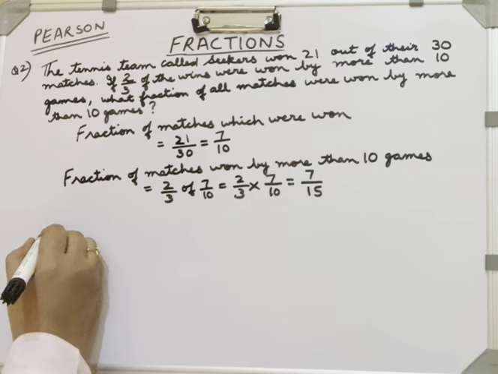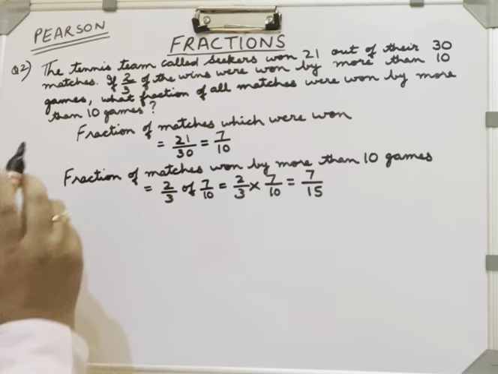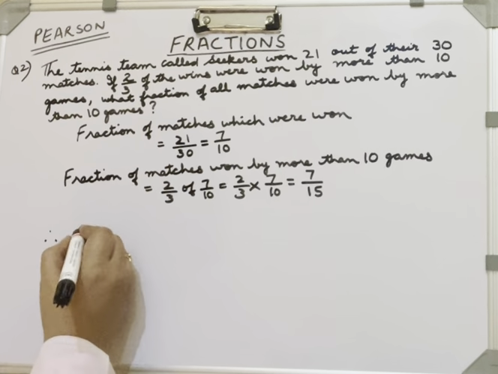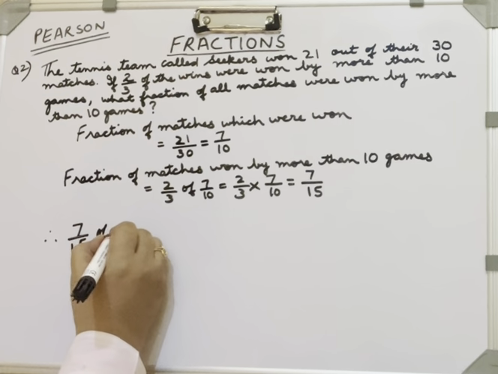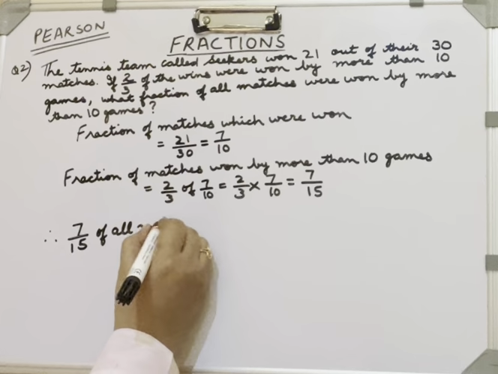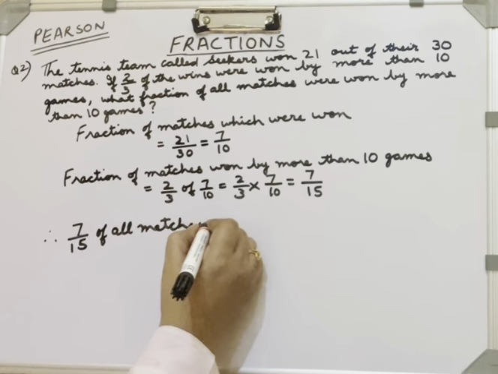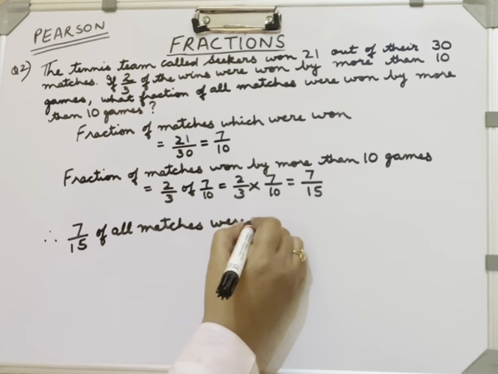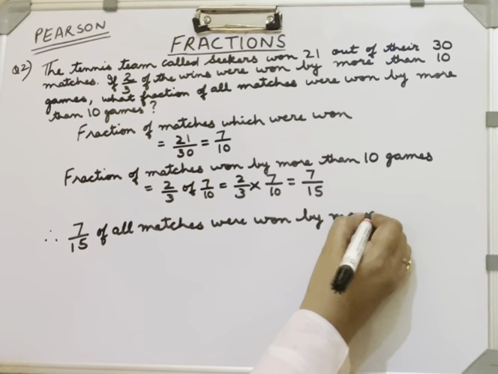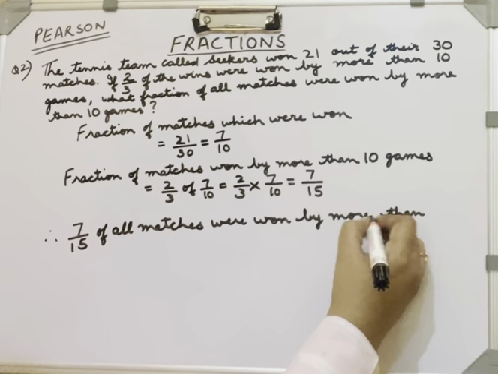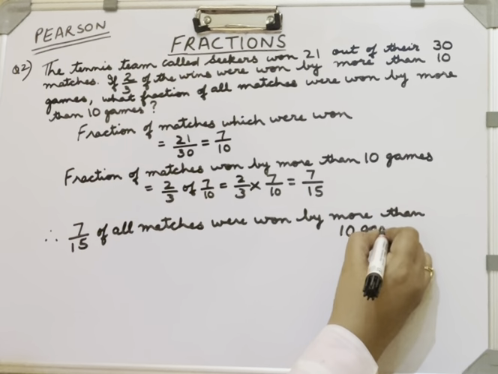So therefore, what fraction of all matches were won by more than 10 games? So 7 by 15 of all matches were won by more than 10 games.